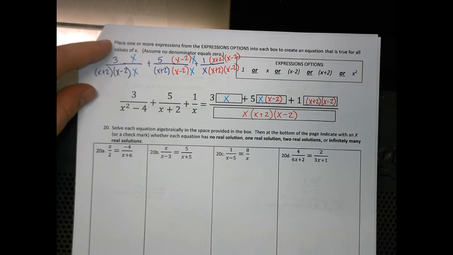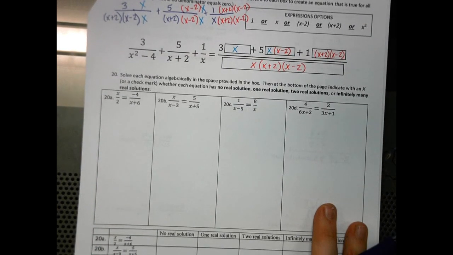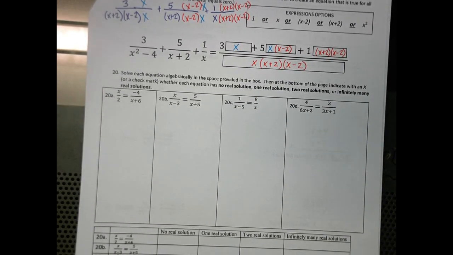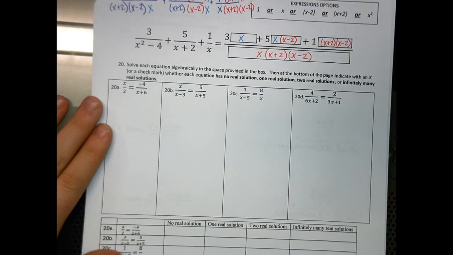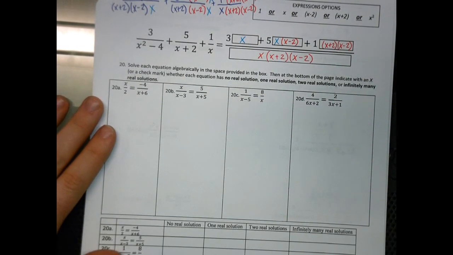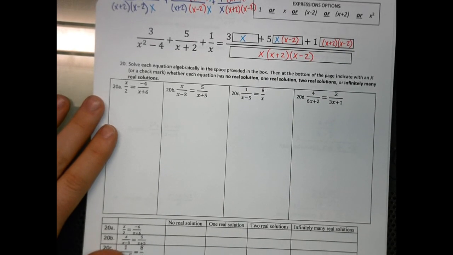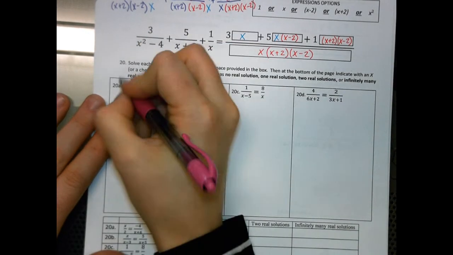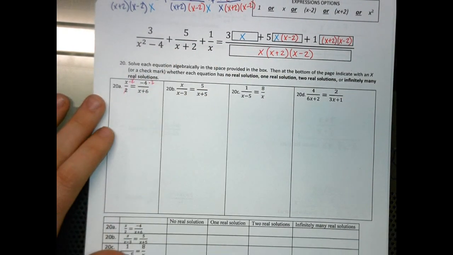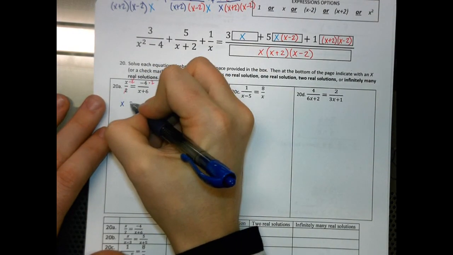All right, number 20. Solve each equation algebraically. And then at the bottom of the page, mark with an X or a check mark whether each equation has no real solution, one real solution, two real solutions, or infinitely many real solutions. So starting with the first equation, what do I multiply everything by? 2. The 2's reduce, and I'm left with x equals negative 8 over x plus 6.